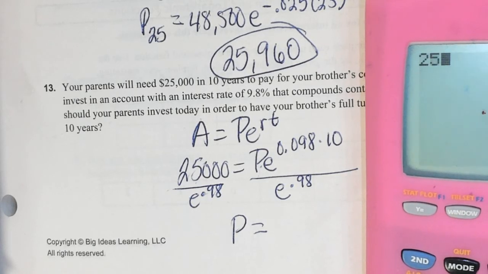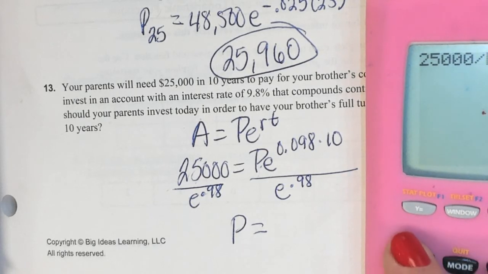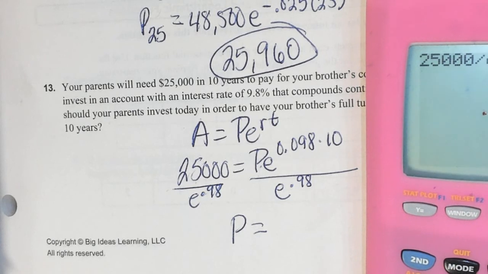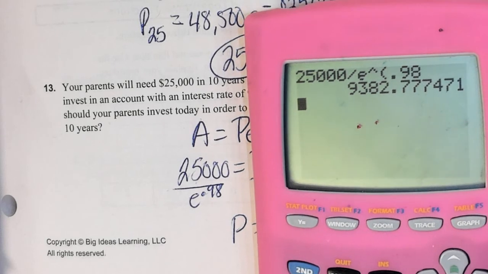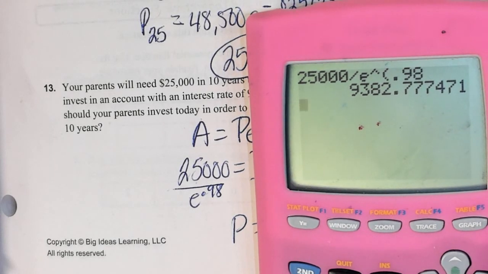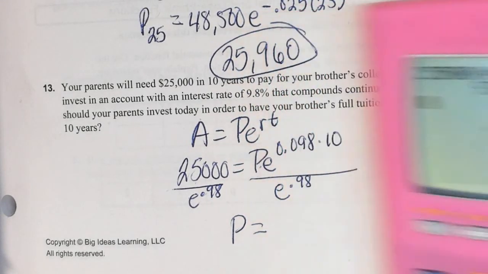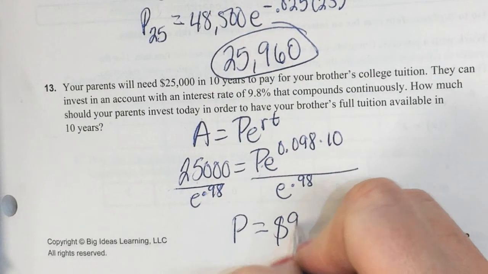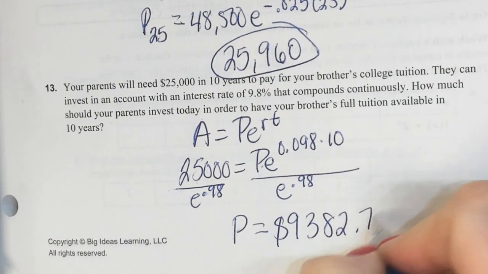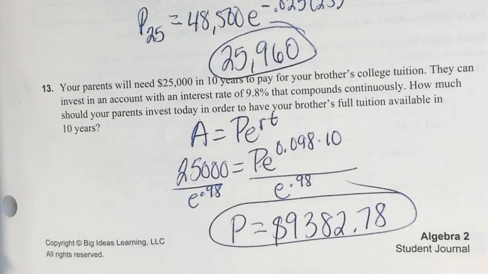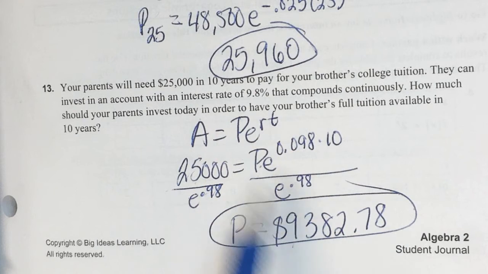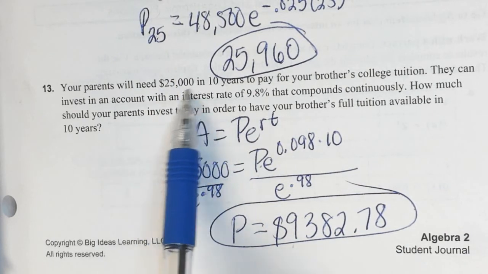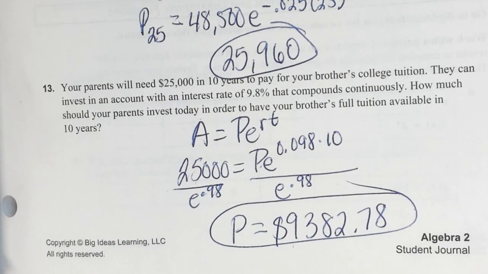Let's see what we get, 25,000 divided by e to the 0.98. So we would need to start with $9,382.78. So if those people were to put that in today and get that interest rate, leave it in there for 10 years, not even adding anything more, they would end up with $25,000 at the end.